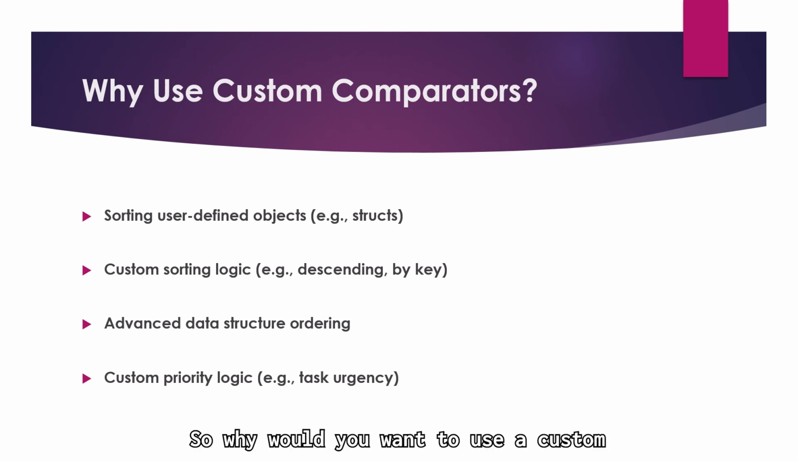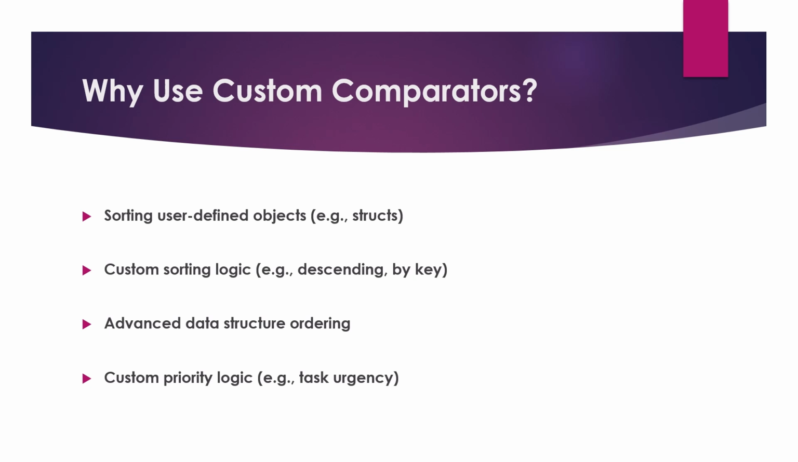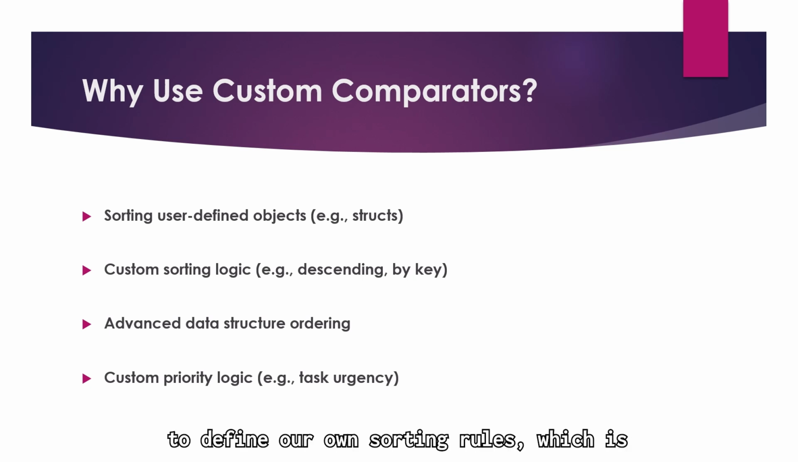So why would you want to use a custom comparator? Well, consider this. You might have a list of people and you want to sort them by age, not by name. Or perhaps you want to sort numerical values based on their last digit instead of their actual value. Without custom comparators, achieving these would be challenging. Custom comparators allow us to define our own sorting rules, which is especially useful when working with associative containers like set, map, and priority queue. We can also integrate them into searching algorithms to control how comparisons are made.